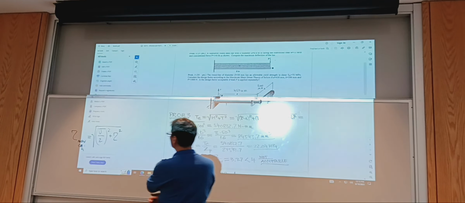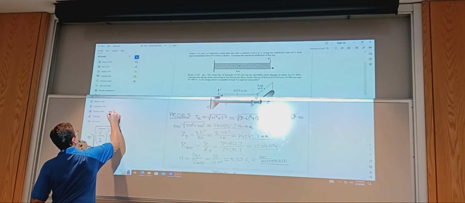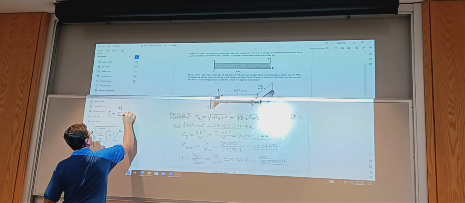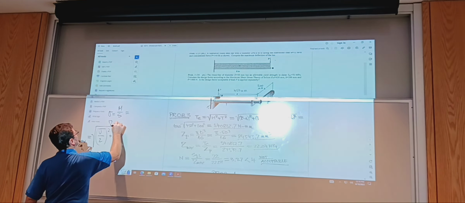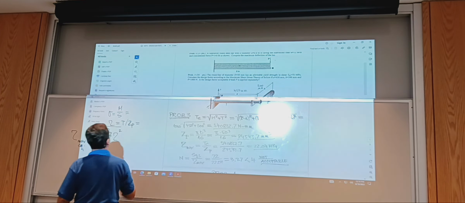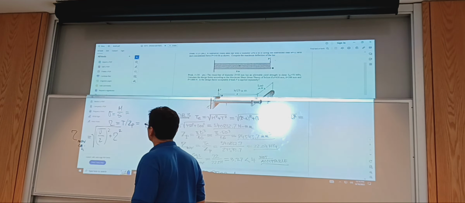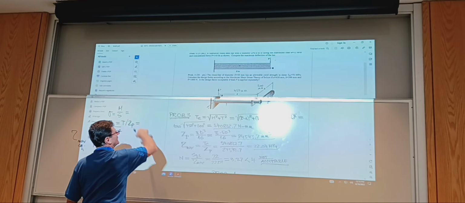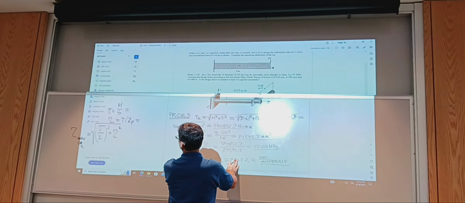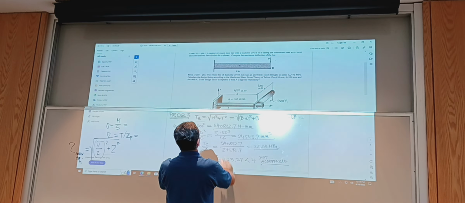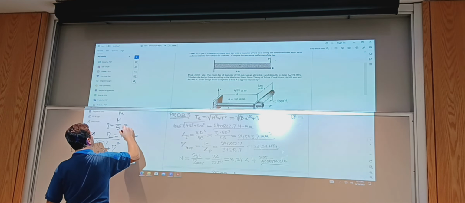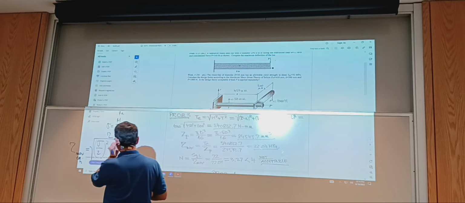And again, the result would be the same. So what is sigma? It is the bending moment M over the section modulus, and tau is the torque over the polar section modulus. The bending moment is the one we discussed: P times A. And T is P times B.